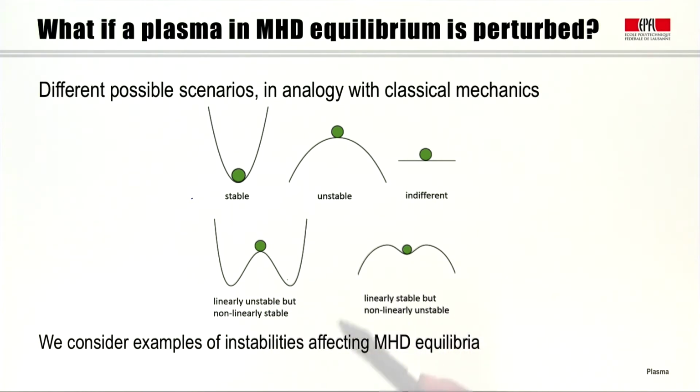The final case here is the opposite of our previous case. The system is in initial condition of equilibrium, it's at the bottom of a potential well, but if we move it, it may go up to the top of the hill, then potential energy decreases by rolling down the hill. So this system is linearly stable, but non-linearly unstable. We will consider examples of instability affecting the MHD equilibrium, and therefore we will basically work on a situation of unstable equilibrium.